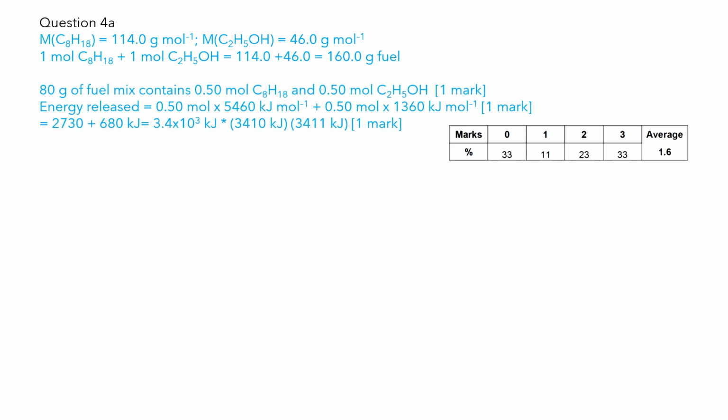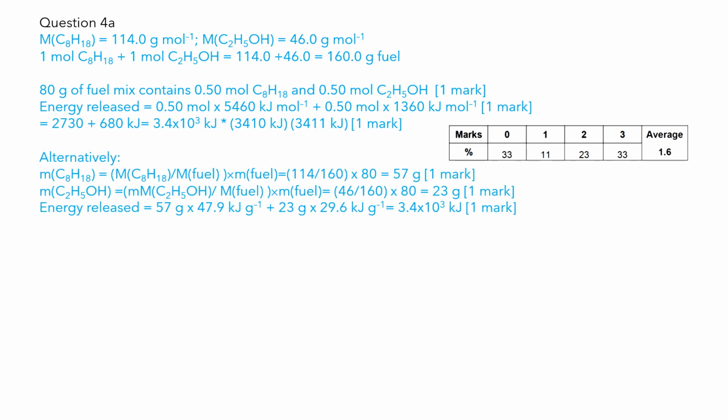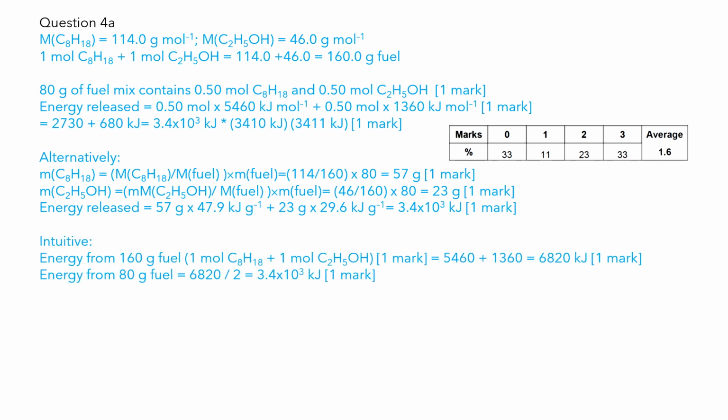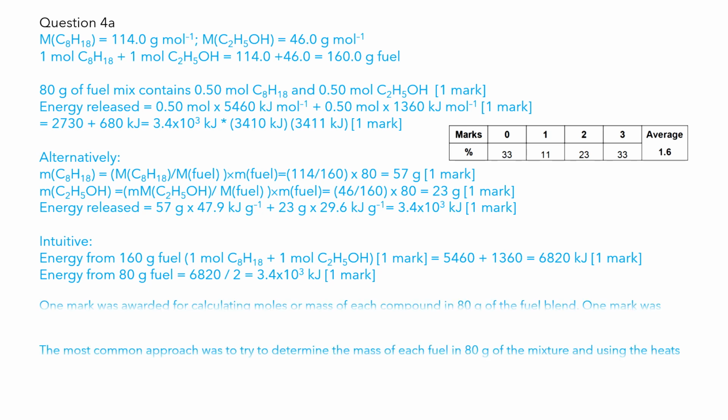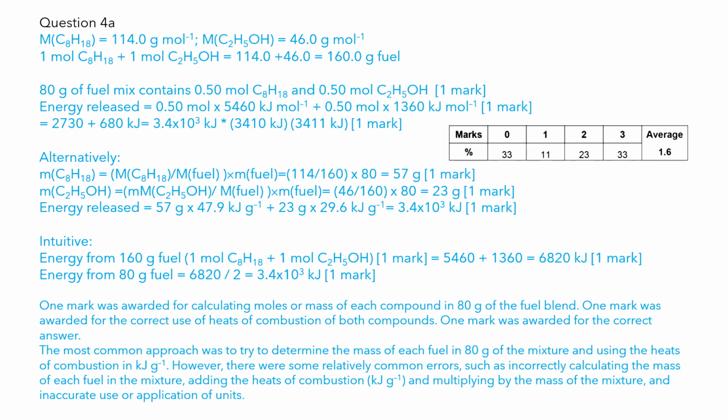Method 1. First, calculate the moles of octane and ethanol in an 80 grams mixture with the molar mass of the mixture. Then, we calculate the energy of the 80 grams mixture fuel. Method 2. First, calculate the mass of octane and ethanol in an 80 grams mixture. Then, we calculate the energy of the 80 grams mixture fuel. Method 3. First, calculate the total energy of 1 mole octane and ethanol, which has 160 grams. Then, we calculate the energy of the 80 grams mixture fuel.